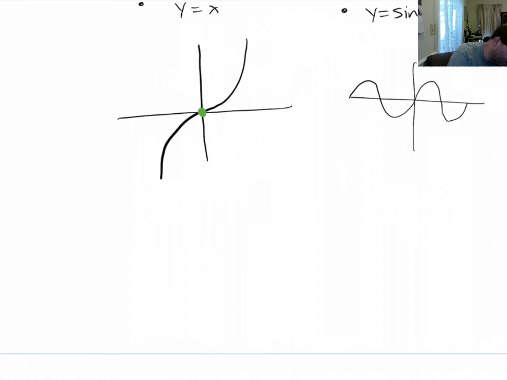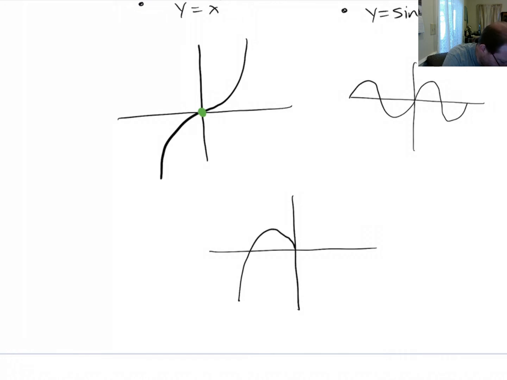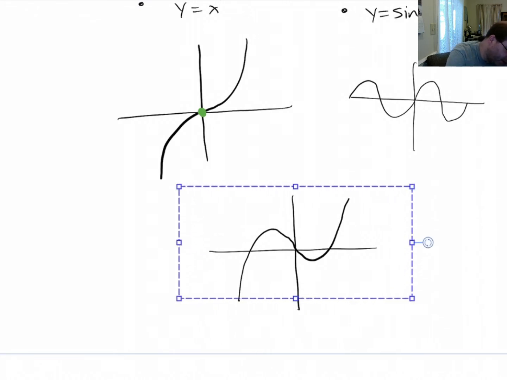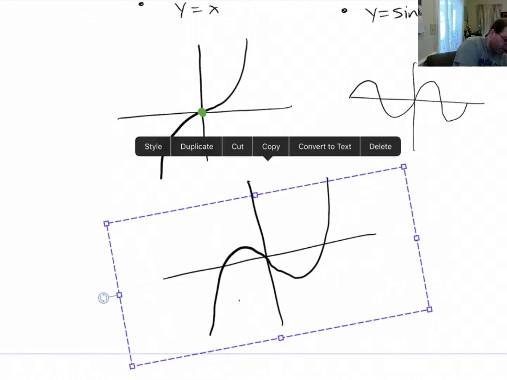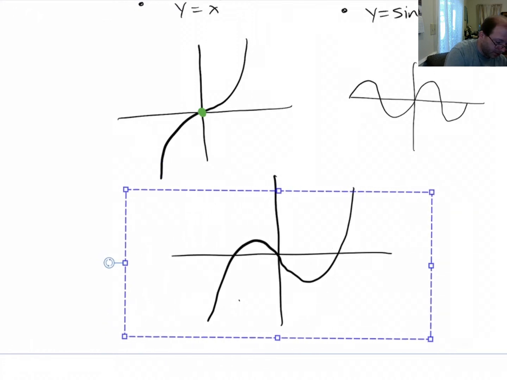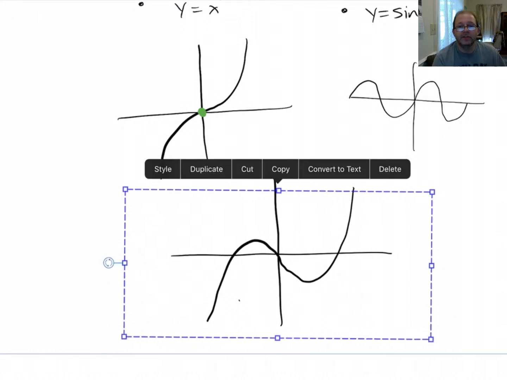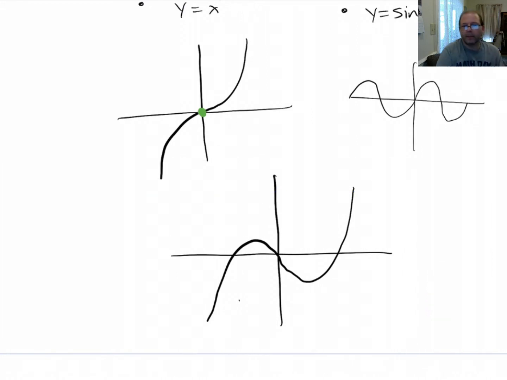Let's draw another function that's odd. This would be an odd function. If I take this and I spin it 180 degrees, it turns into the same function. Or at least it's supposed to be the same function. It's a little off, but I think it gets the point across.